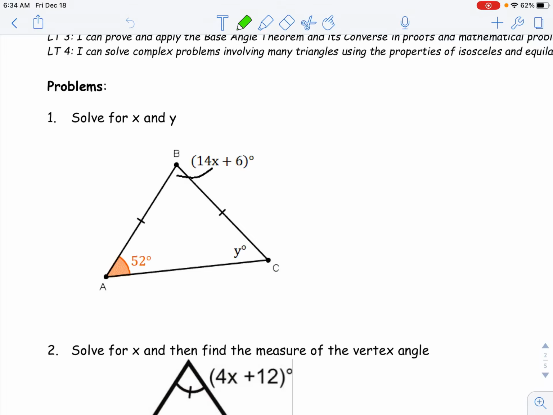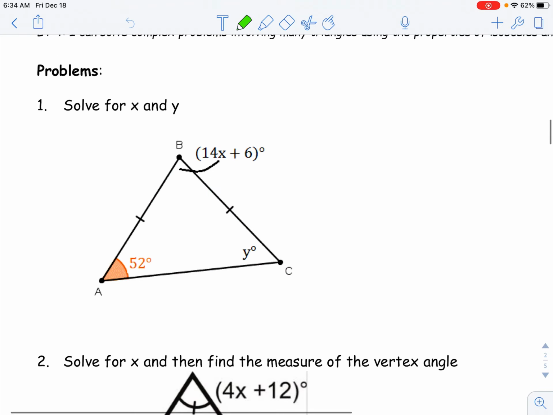All right, so now we're just going to apply the base angles theorem. You're going to be presented with problems that have triangles with markings such as this, right? Based on the fact that this is an isosceles triangle, since AB and CB are congruent, the base angles theorem says that 52 and that angle have to be congruent as well. So it's actually really easy to find y. Y is just 52 degrees, right?